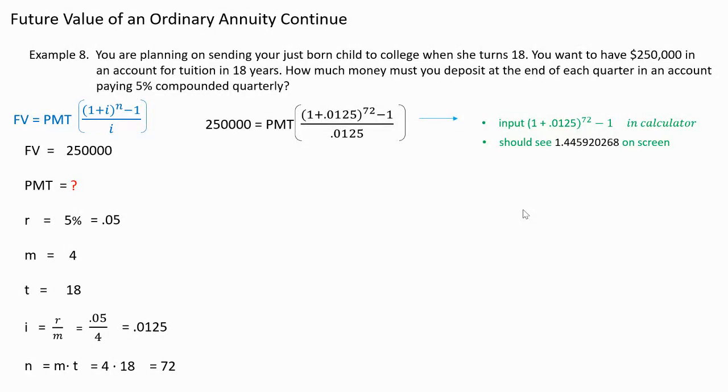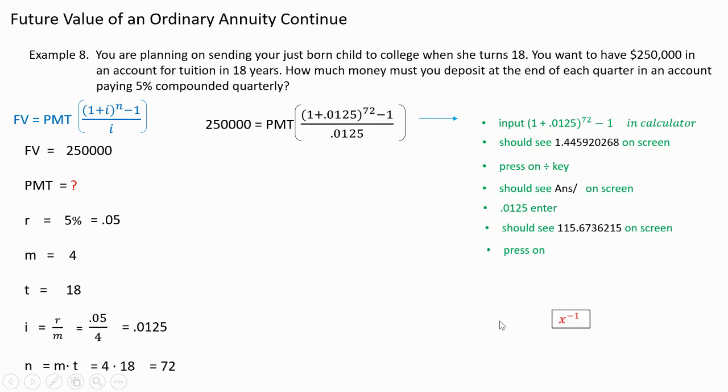1.4459202268. Then you're gonna hit the division key, right? And this is what you see on your screen. You should see the answer and the division, right? So then you're gonna enter the 0.0125. After you do that, this is what you should see on your screen. 115.6736215. Then you're gonna press on the inverse key, right? When you press on the inverse key, this is what you should see. Answer to a -1. That means this answer, the 115.6736215 to the -1 on the screen.